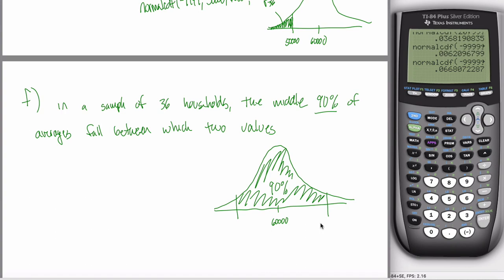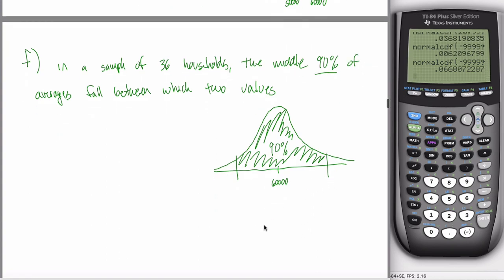It's no longer a normal CDF question, right? Because you use normal CDF when you're trying to find the area. I'm not trying to find the area. I told you the area. We're trying to find the numbers that go down here. You have to use inverse norm to figure those out. Inverse norm always takes three values. The first value is the area to the left of the point you're looking for.